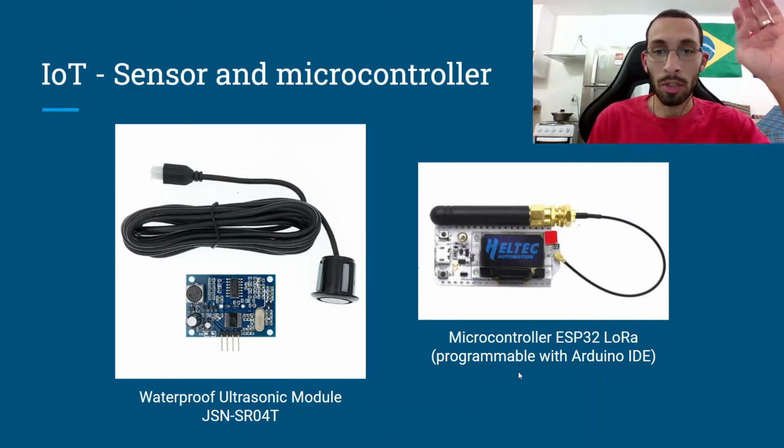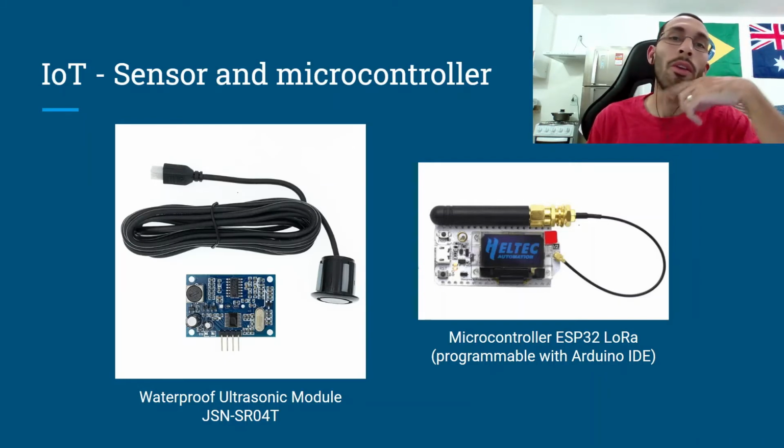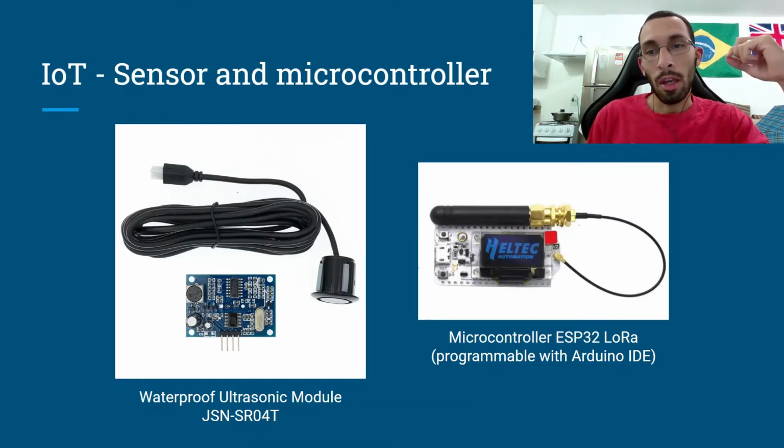And in order to do this controlling, we had those microcontrollers called ESP32. Those ESP boards are special because they can connect to Wi-Fi, and those in particular can also communicate with another radio technology called LoRa, which has a longer range than Wi-Fi. Another advantage of these boards is that they can be programmed with the Arduino IDE, which is a very widely used and well-known IDE for microcontrollers.